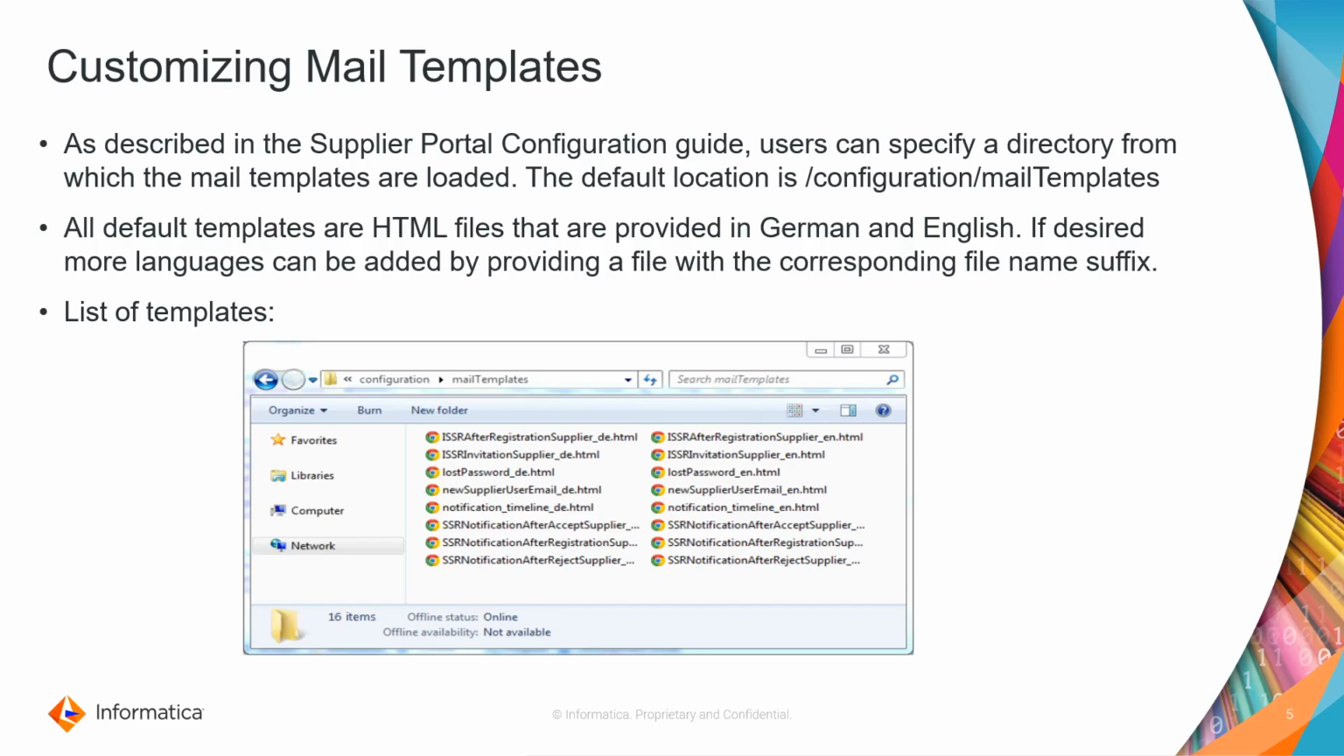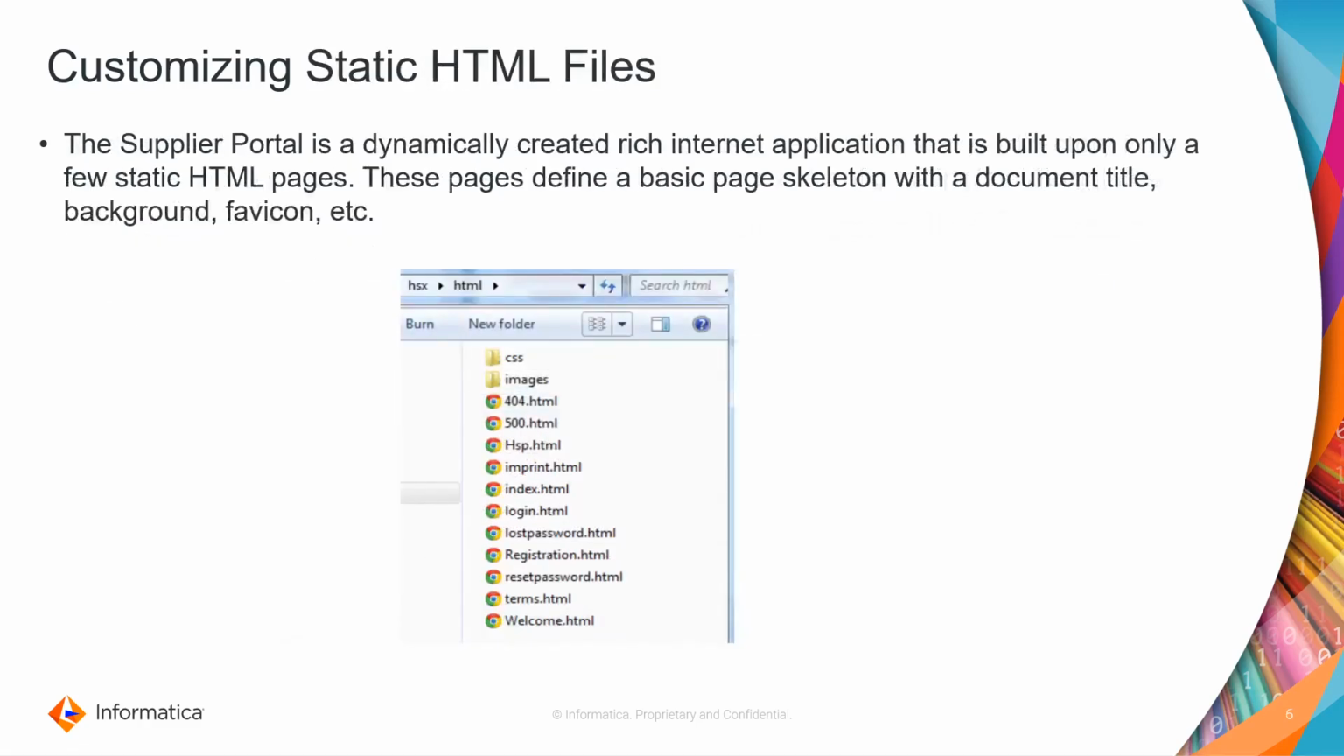By updating these HTML files, we can have the email content sent from the portal to the supplier users changed or modified according to our requirement. Next, we'll move on to customizing static HTML files. Supplier Portal is a dynamically created rich internet application which is built upon a few static HTML pages. The customer landing page can be customized by updating its specific HTML file under the Tomcat Web Apps HSX HTML folder.